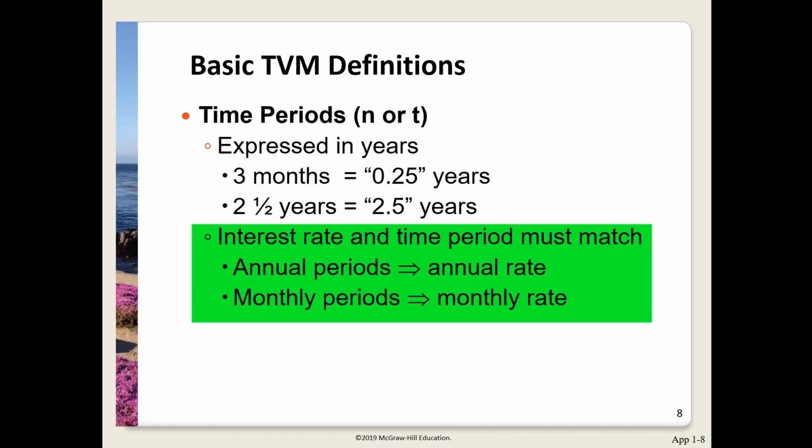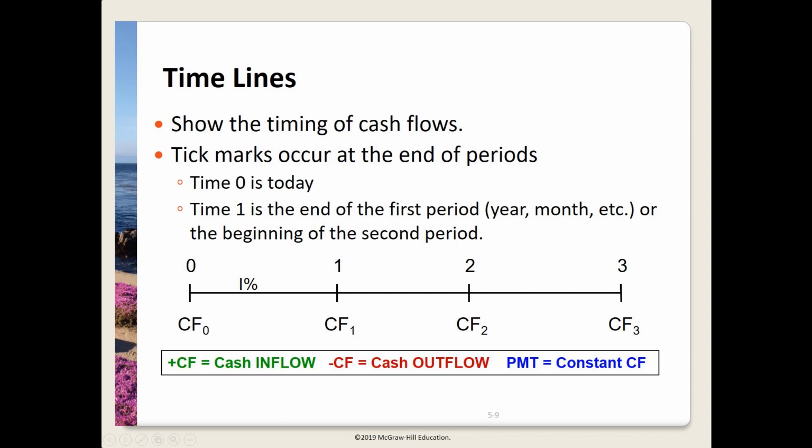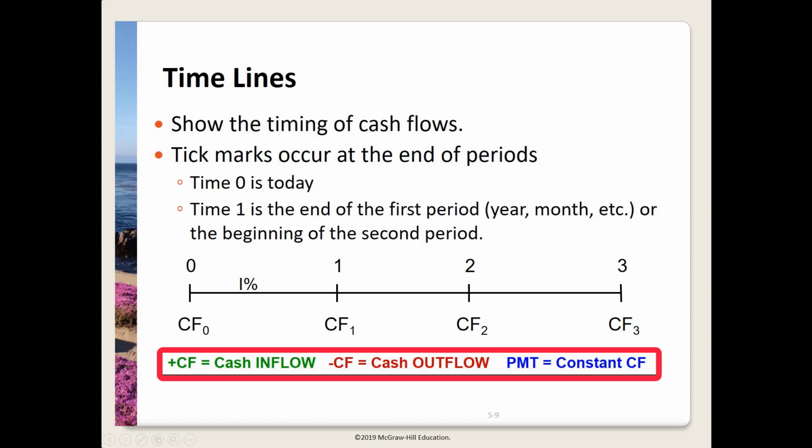If the interest rate is given as an annual rate, but deposits are made monthly, then the rate has to be converted to a monthly rate to match the period of the dollars. It may help to visualize the cash flows in a TVM problem represented on a timeline. As the slide states, the tick marks are the end of a period. Time 0 is today. The sign convention is repeated at the bottom.